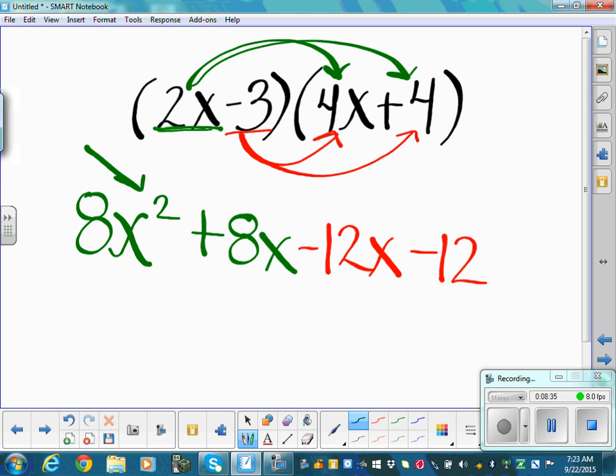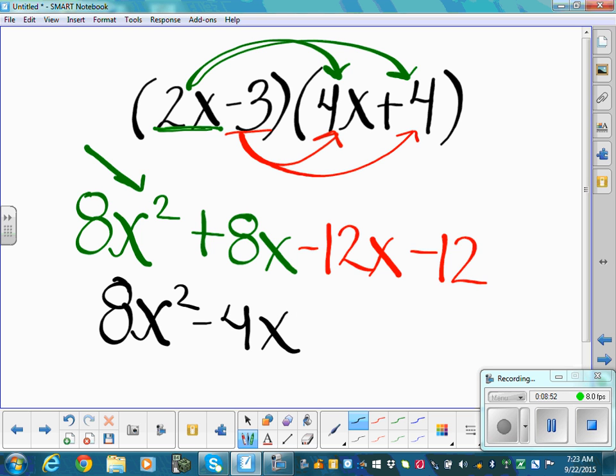You guys, if you don't have an x squared when you're multiplying polynomials with an x and an x, you've got something wrong. Don't make that error. Okay, so then 8x squared, no other x squared. 8x minus 12x's is negative 4x's, right? Yeah. Negative 4x's, and then we have minus 12.